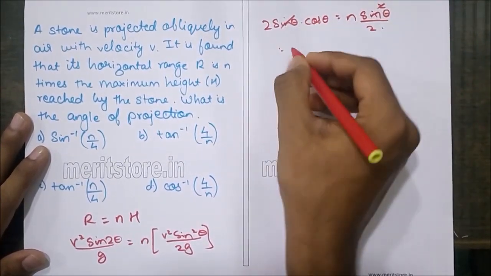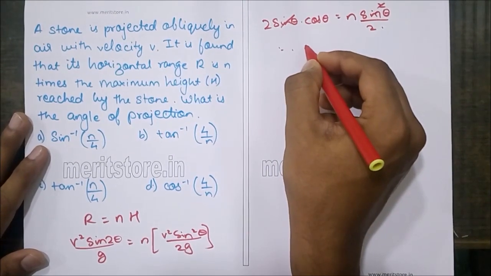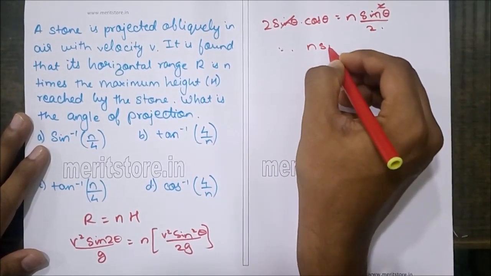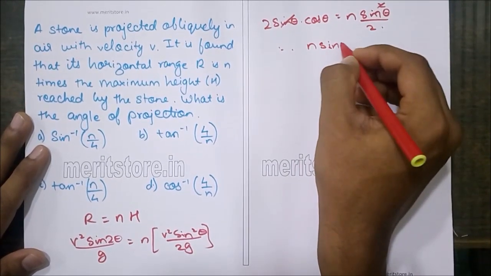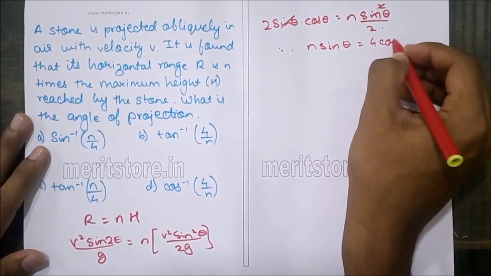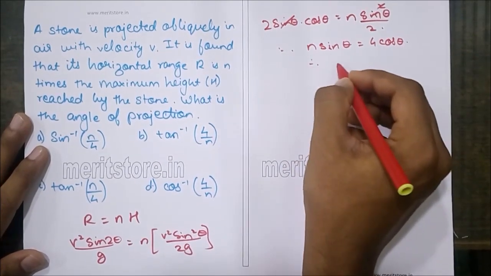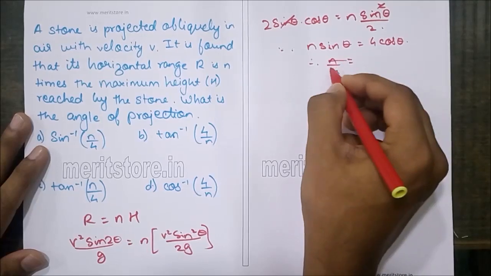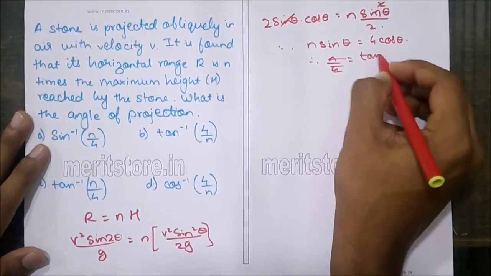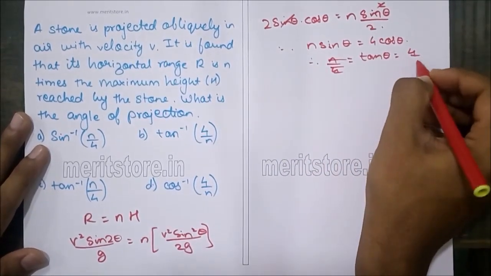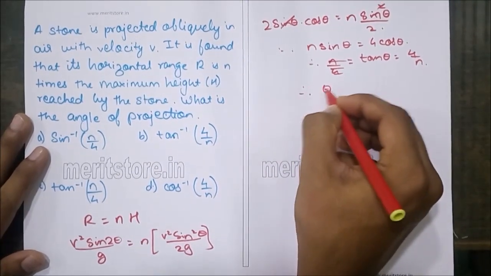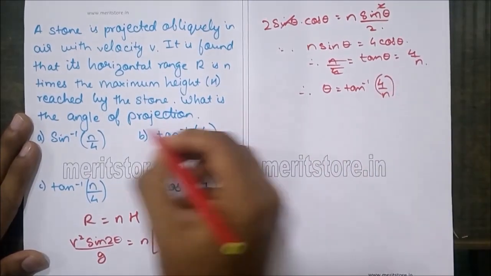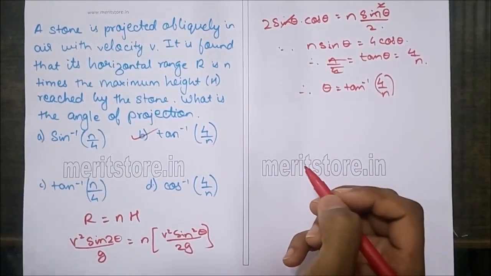So, 4 cos theta is equal to n sine theta. Therefore, tan theta is equal to 4 by n. Therefore, theta equals tan inverse of 4 by n. Hence, option B is the correct answer.